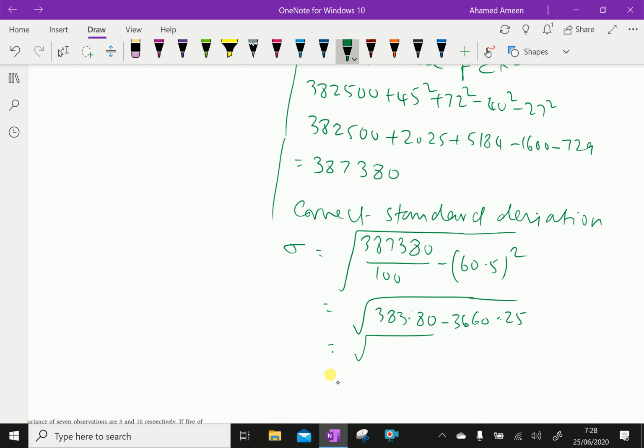Which is equal to square root of 213.55, which is equal to the answer 14.61. Therefore, the new SD, that is sigma, is 14.61.